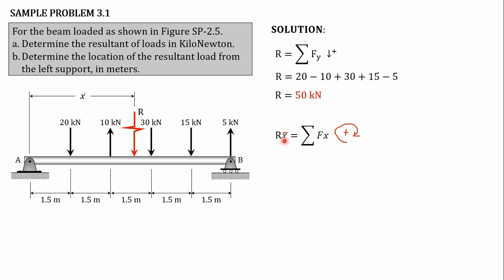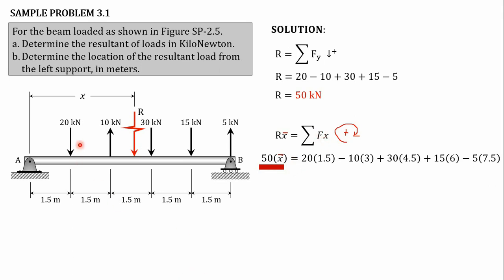So therefore, R natin, what is our R, class? R natin is 50 kilonewtons times bar x. Okay, so ito yun, class. Explain ko lang one by one ito, class, no? So ito yung R natin, 50 kilonewton times bar x, is equal to summation of moments.